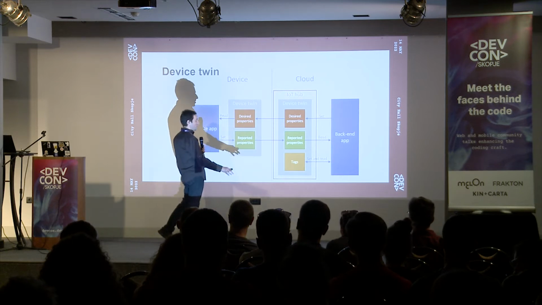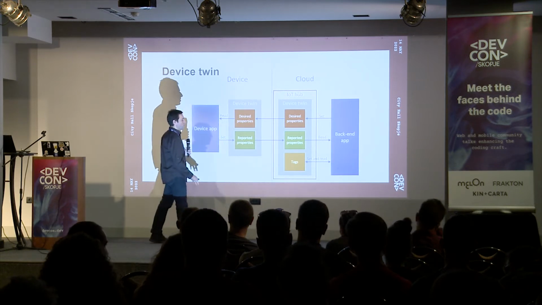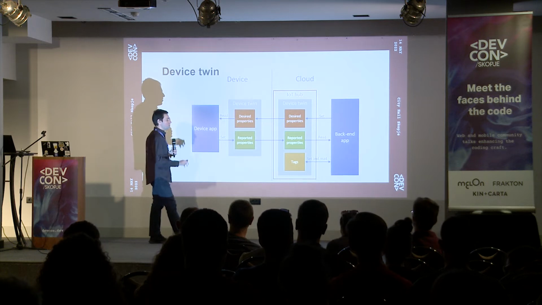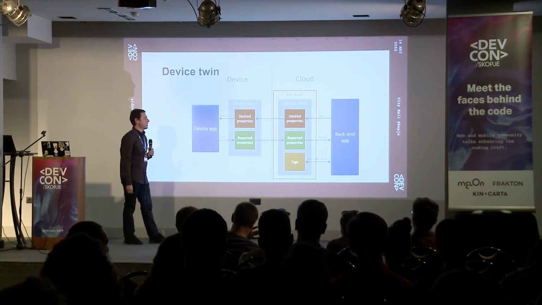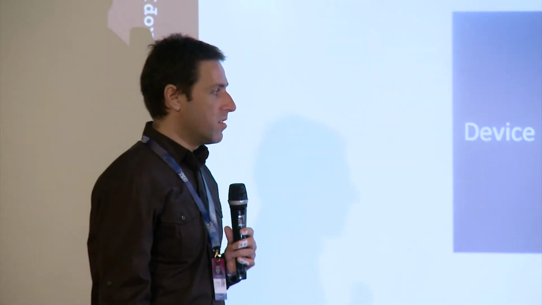There are also the tags, which exist only on the cloud side as a part of this device twin. They serve to set some jobs on the IoT side to execute something. It could be sending a bunch of messages to all devices that have the same tag, or even updating the application on the device if they have the appropriate tag.